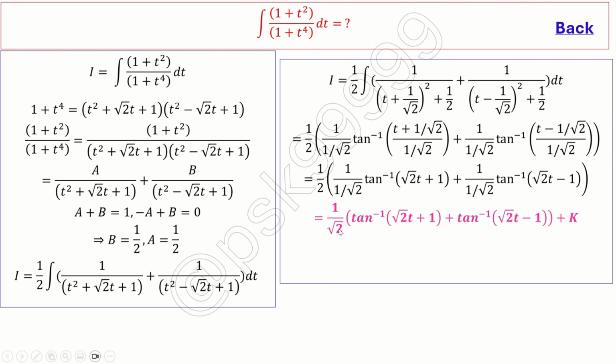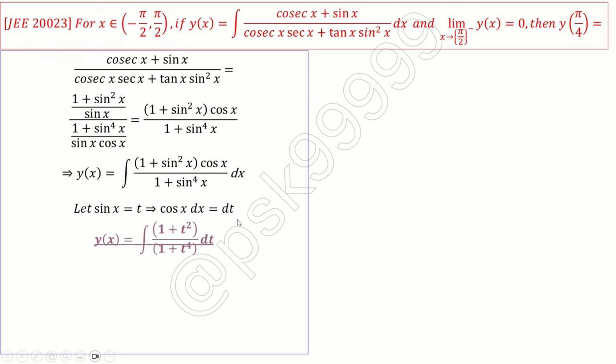Either you can say this is the answer, or if you understand inverse trigonometric functions, you can add these two angles. This will become 1 by square root of 2 tan inverse of (square root of 2 t divided by 1 minus t square) plus constant. So this is what we will use in the given question. Let's go back to the main question. This is the standard integration which I mentioned, but in case you don't remember, I showed you how to solve it. So 1 by square root of 2 tan inverse of (square root of 2 t divided by 1 minus t square) plus constant.